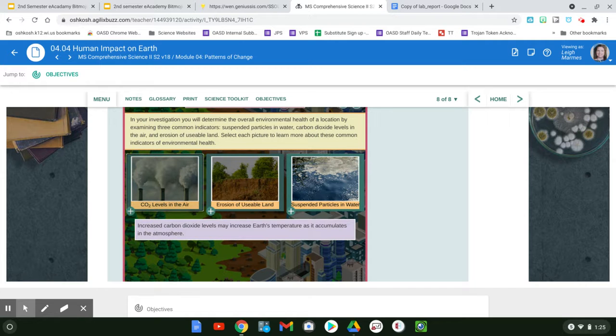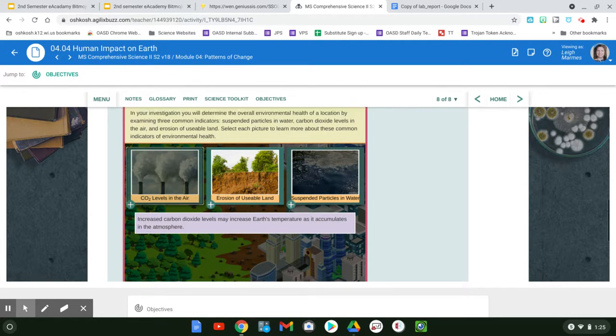Erosion of usable land. That's terrible because if it's usable, we need it, right? And suspending particles in water. Okay, so what if we've got water, if there are particles in our water, like in our rain, like acid rain, that's no good, right?